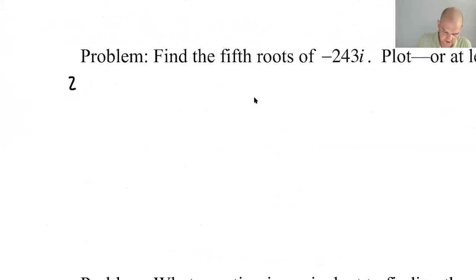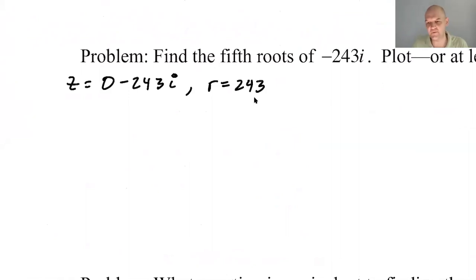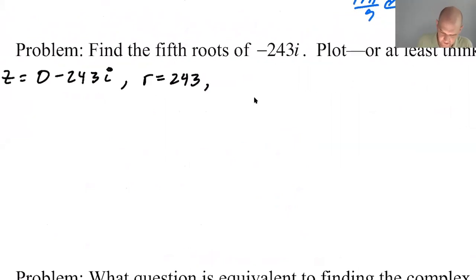So first, I need to rewrite this as 0 minus 243i. If a problem is nice, like this should be a perfect fifth power. That's if it's nice. If it's not nice, there's nothing you can do about it. But I think it probably is nice.